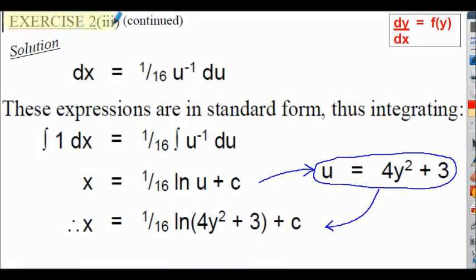So exercise 2, part 3, solution continued. Just repeated this line from the previous slide. So here's our integral on the left hand side.